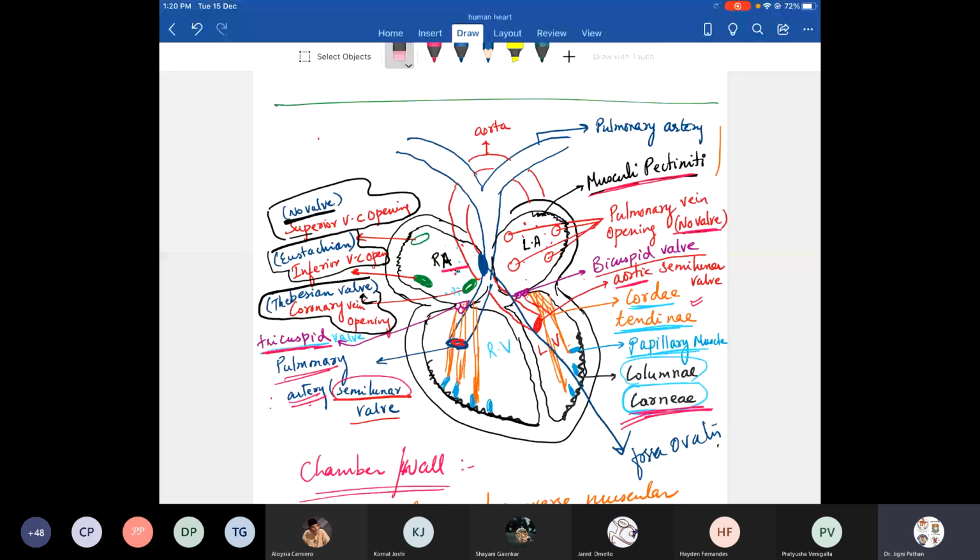After the right auricle we are getting into the right ventricle. The right auricle and the right ventricle have a valve called the tricuspid valve. The reason it is called tri is because it has three cup-like structures. The tricuspid valve is present between the right auricle and the right ventricle. A very important question. Very important.